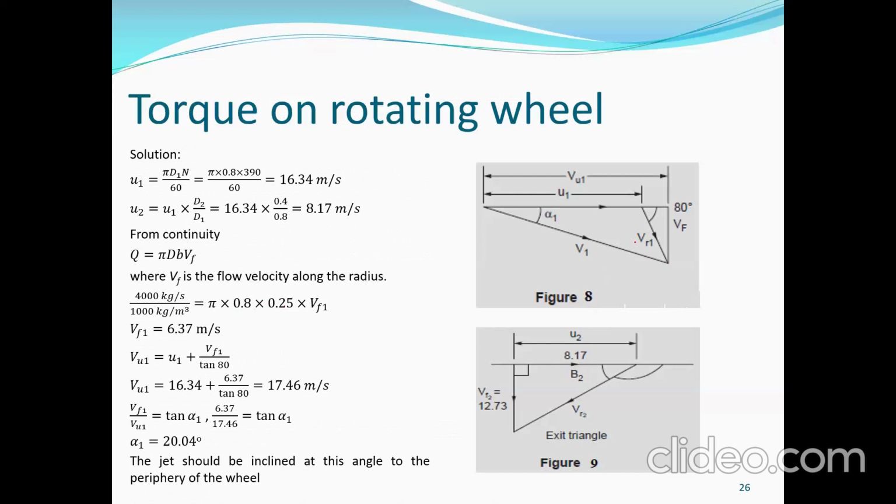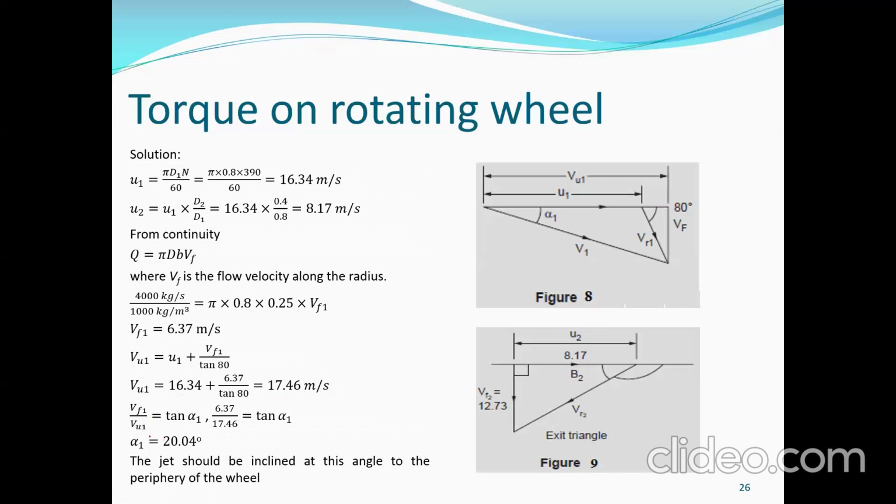Okay. So in the velocity triangle, each velocity has its own name. The flow velocity is equal. So Vu1 is equal to U1 plus Vf1 over tangent beta 1, or 80. For Vu2, you can work it out yourselves, since we always need the equations. This is just an example from the book. So Vu1 is 16.34 plus 6.37 over tangent 80, which is 17.46 meters per second from the triangle.